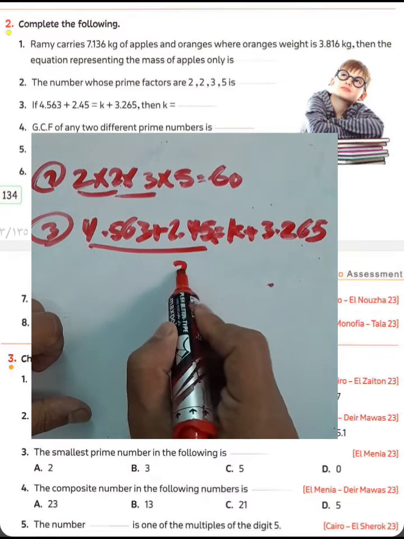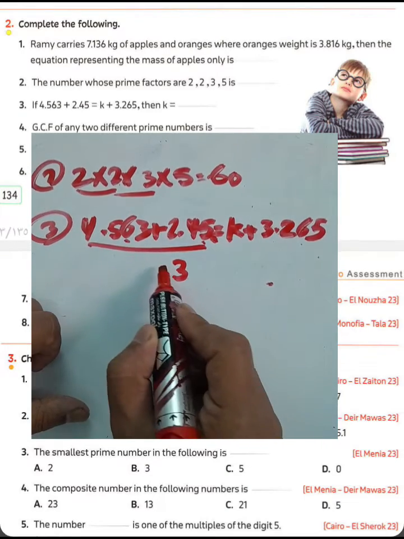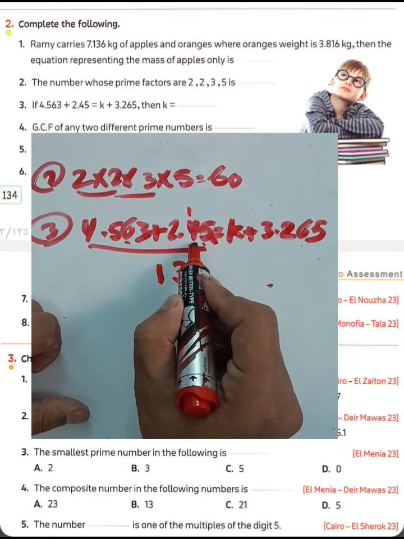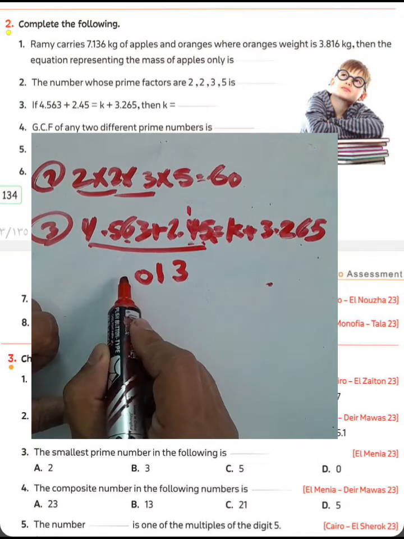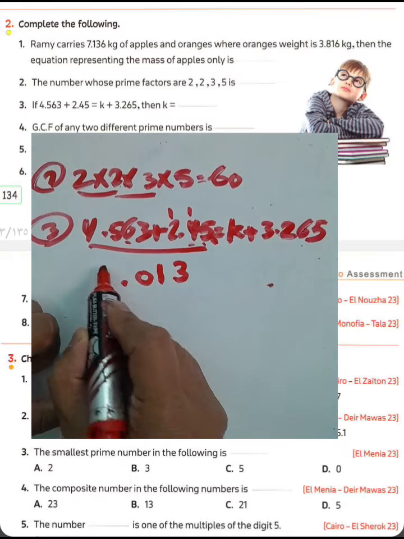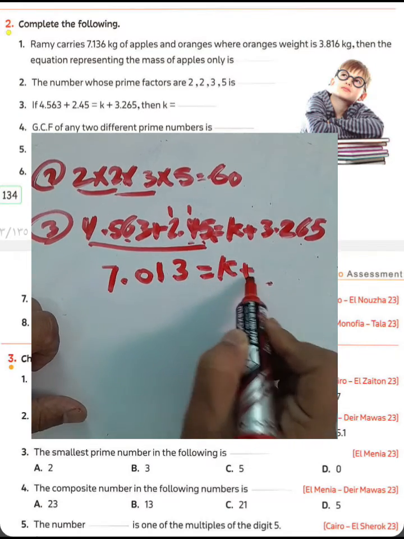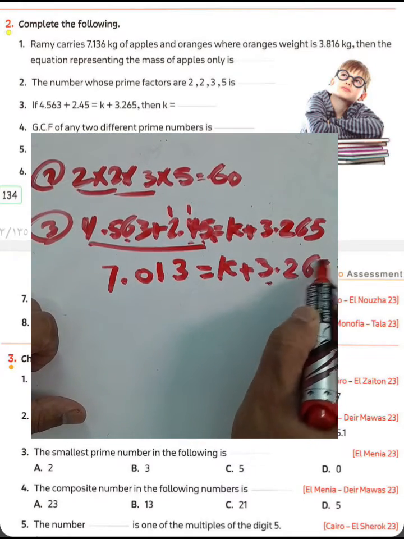0 plus 3 equal 3. 5 plus 6 equal 11, 1 and the carry of 1. 4 plus 1, 5. 5 plus 5 equal 10, 0 and the carry of 1. 2 plus 1, 3. 3 plus 4, 7. Equal k plus 3.265.